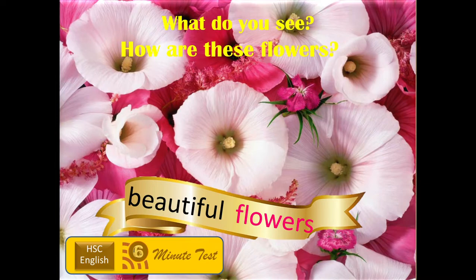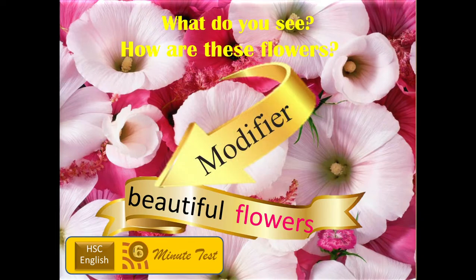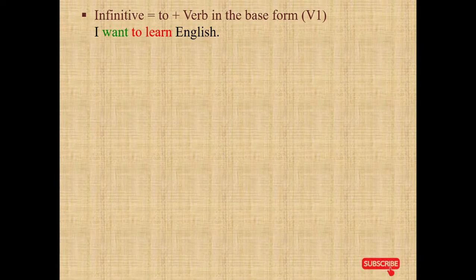The adjective beautiful modifies the word flowers. So the word beautiful is a modifier. Today we will talk about some pre-modifiers and post-modifiers. Let's start with infinitive.